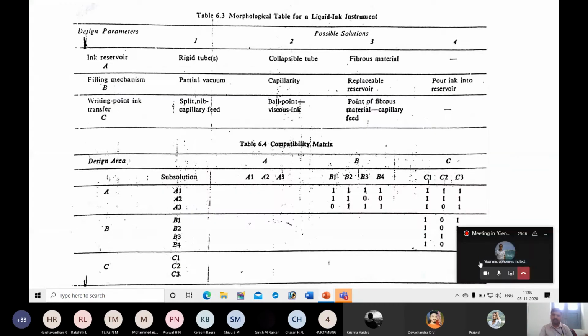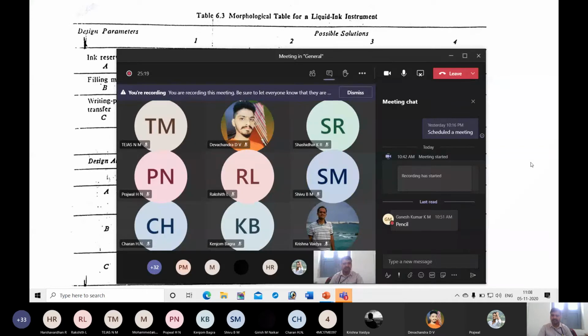Like this, there is no need to remember all these things. If you get a product, you can visualize based on your knowledge and experience, and you can divide the design parameters. Those design parameters need not be the same. Based on your knowledge, you can choose other design parameters also. No problem. And possible solutions also need not be the same as these. According to your viewpoint and knowledge, you can identify some possible solutions. And for the morphological table you have constructed, you can check the compatibility.